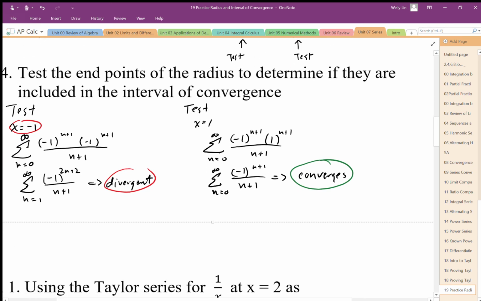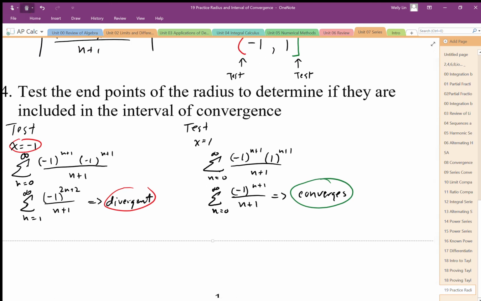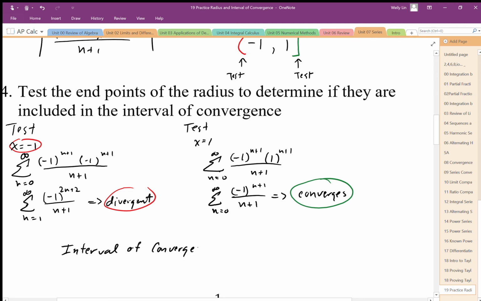So my interval of convergence then, when I do this all out, works out to be from negative 1 to positive 1, including positive 1.